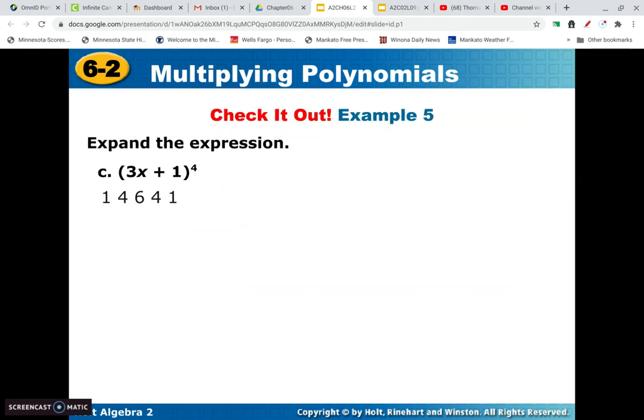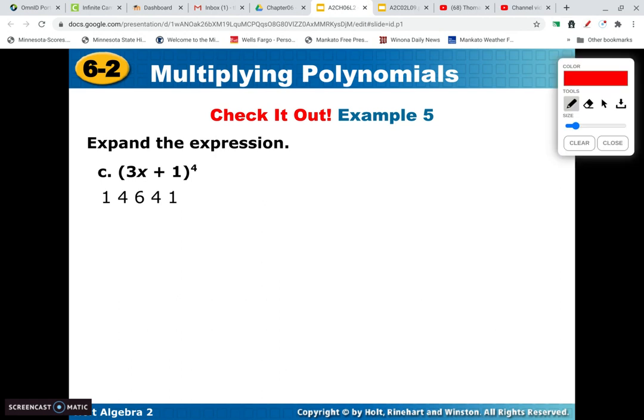All right, let's do another one of those. This time let's do one with a 3x and a 1 to the fourth. All right, so here's what we're going to do. We're going to go 1, and then it's going to be 3x to the fourth. I have that in parentheses. You'll see why. And then it's going to be 1 to the 0.